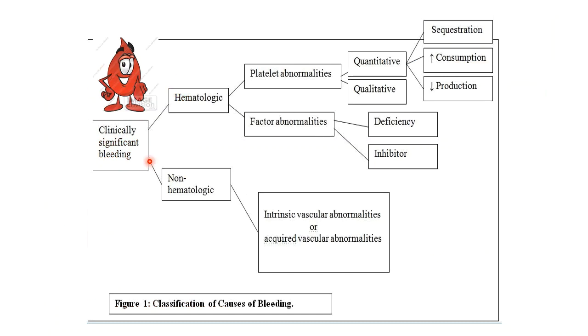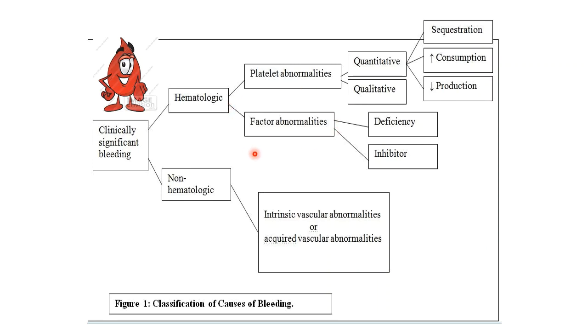You could divide a bleeding disorder into hematological and non-hematological causes. Non-hematological causes would be the vascular causes. Hematological causes would be platelet or factor abnormalities. Platelet can again be divided into quantitative and qualitative. Quantitative being the number of platelets reduced because of increased consumption, decreased production, or sequestration, and qualitative being a defect in the function of the platelet by itself.